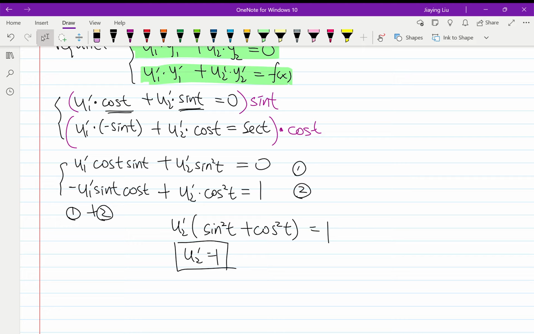And now we can take u2 prime and go back to the equations. I would say maybe using this one before we multiply by sine. So we're just going to plug in u2 prime equals 1 there. We can solve for u1 prime. I'm going to let you figure it out. I'm going to do it quickly. So u1 prime equals negative sine over cosine, which is negative tangent.